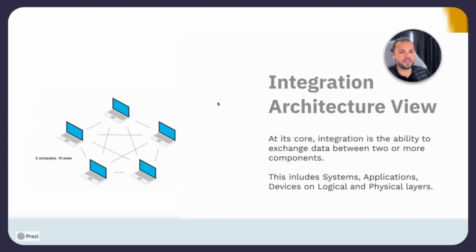Okay, so now talking about the integration architecture view. Technically, what does it mean really? Again, the definition doesn't change. At its core, it's integration, the ability to exchange data between two or more components. And the reason I'm saying components is because components can be physical, or they can be logical. It can be physical like devices, it can be logical like systems and applications.